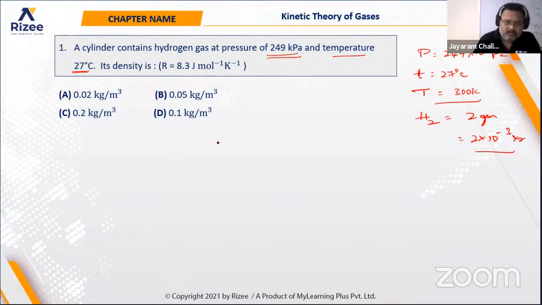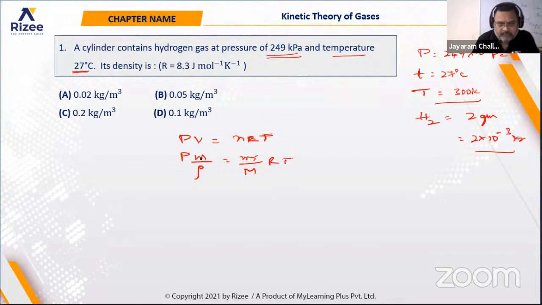Now its density is going to be how much? So how to write the relation? According to the ideal gas law, PV is equal to nRT, where n is the gram weight by gram molecular weight. Now P into volume, which is mass by density, is equal to mass by gram molecular weight into R into T. From this, density can be written as pressure into molecular weight by R into temperature. This is your situation.